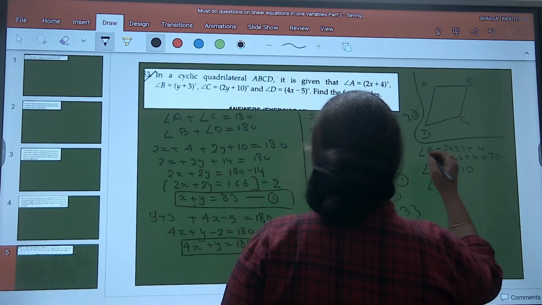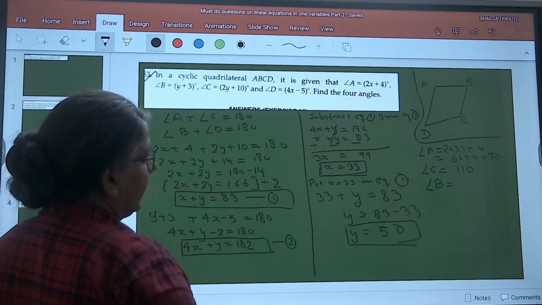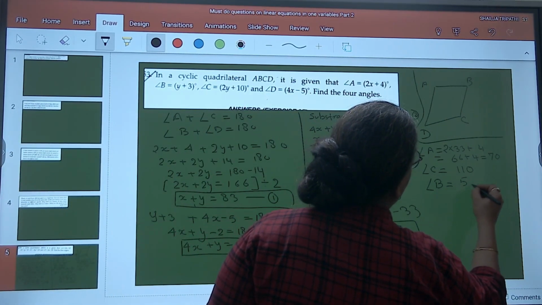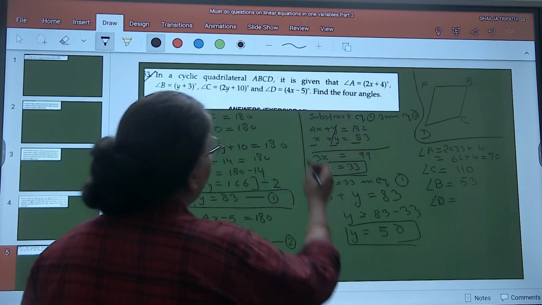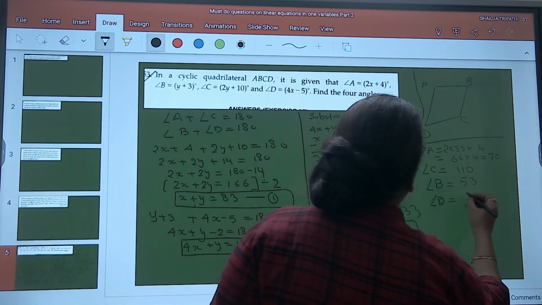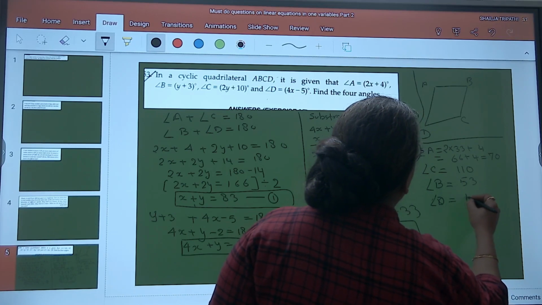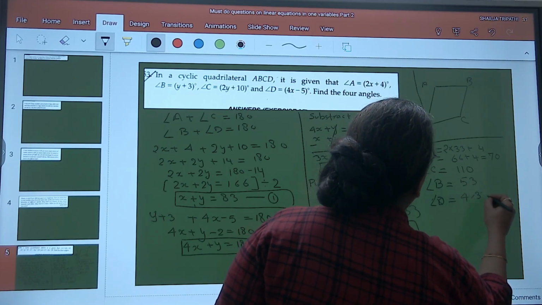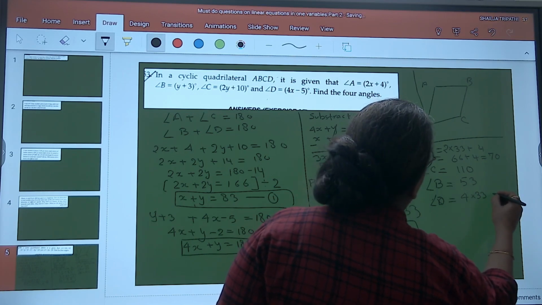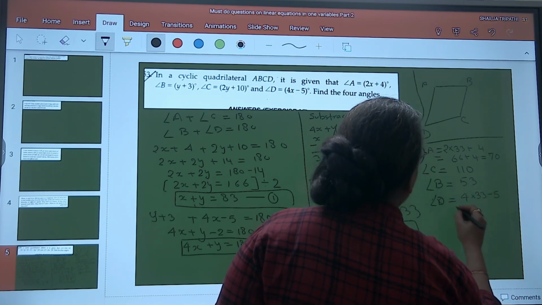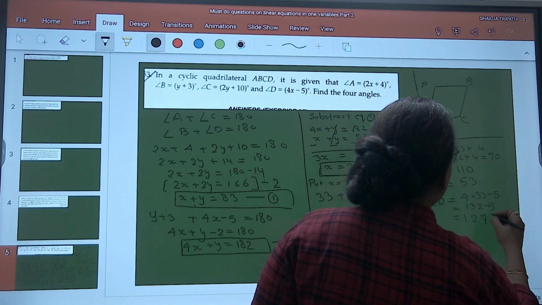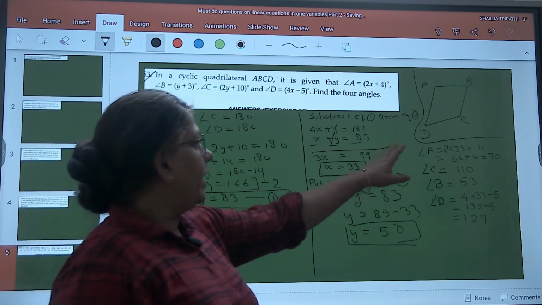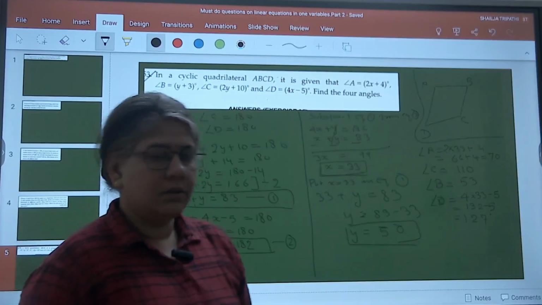So angle B, y plus 3, that is 50 plus 3. So we get 53 here, and we have to find angle D, which is 4x minus y, that is 4 into 33 minus 50, 82 degrees. So you get all the values of the angles.